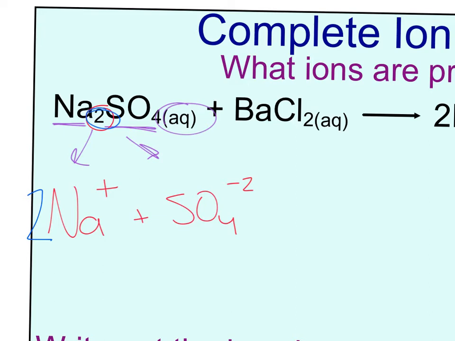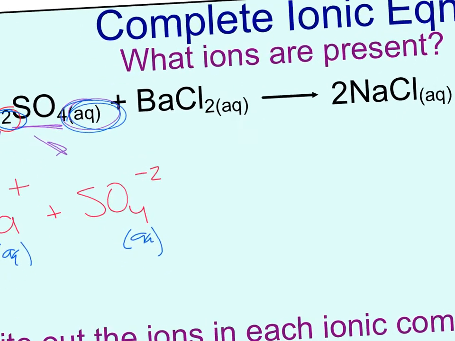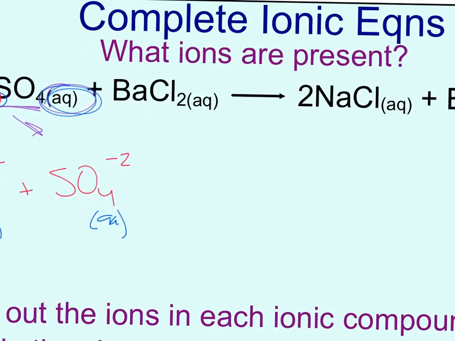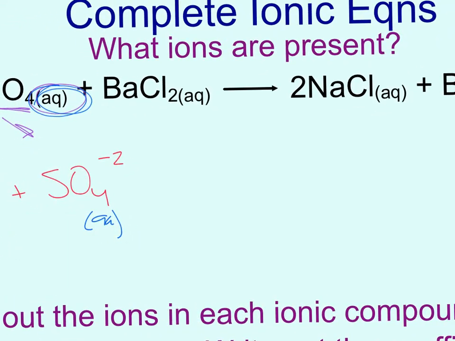And then the last thing I've got to do is write out that they're aqueous. Whenever you write out an equation, you need to write out what state of matter it's in. In this case, it's aqueous up here, so it's aqueous down there. And now I'm going to continue this trend. Oops, that looks weird. Okay, there we go. Now I'm going to continue this trend with the next one, barium chloride.